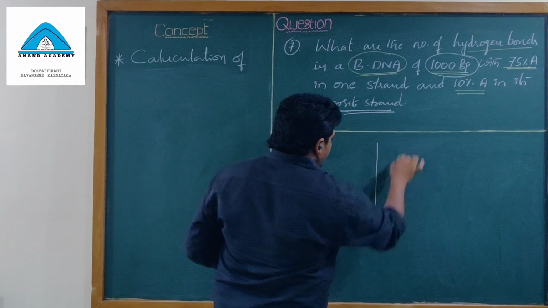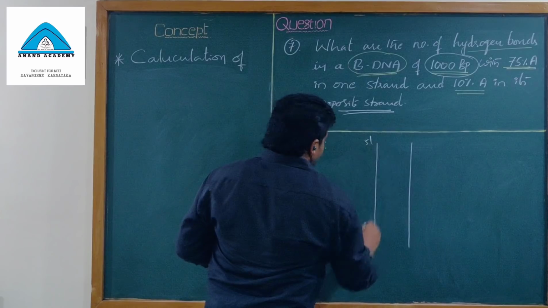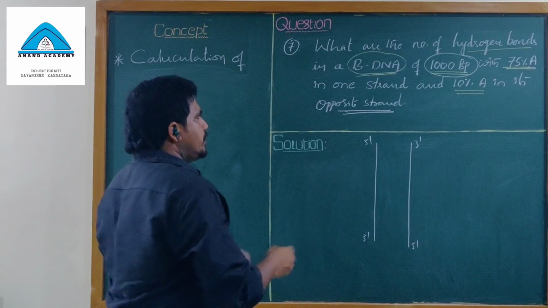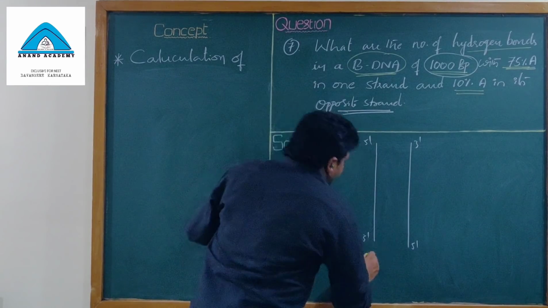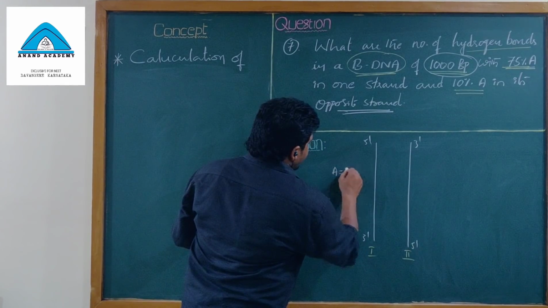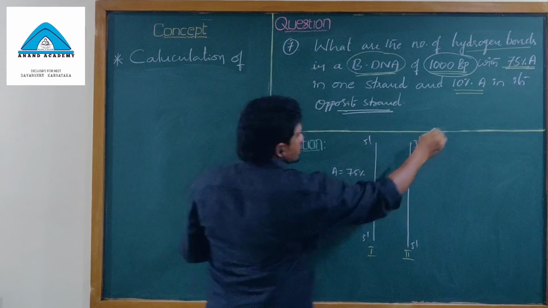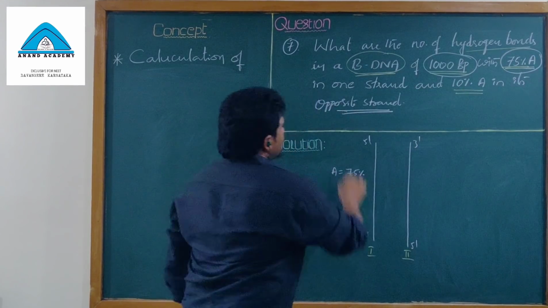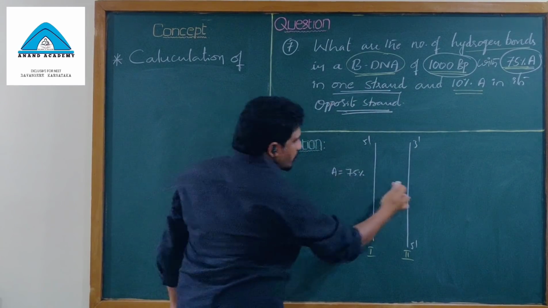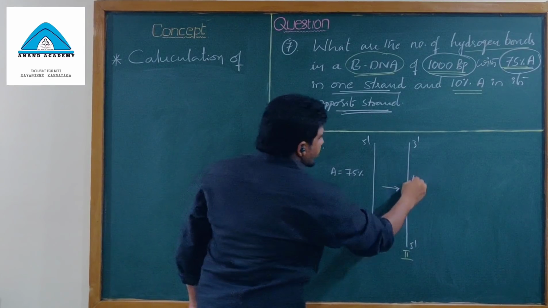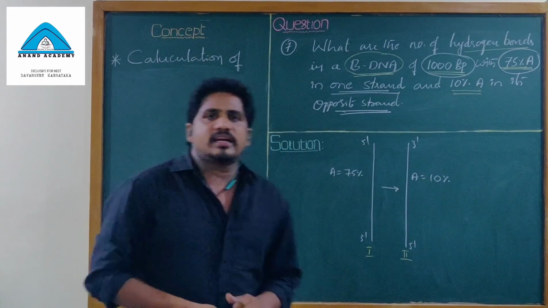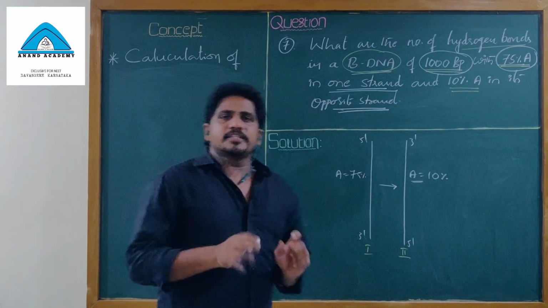So two strands, if we unwind the two strands, one is from 5 prime to 3 prime and the opposite is 5 prime to 3 prime. So the BDNA and 75%. This is strand 1, then this is strand 2. In strand 1, A is about 75%, right? So adenine is 75% in one strand. That is the first strand you assume. And 10% of adenine is in the opposite strand. So its opposite strand is this. Here adenine is how much percentage? 10%. This is what the question says. We extracted the data into diagram format. It is very easy to calculate.